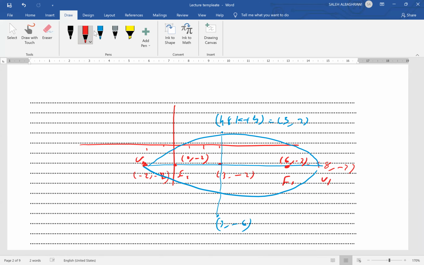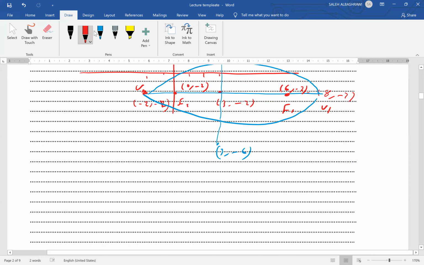Let's take the second example, number 12. The number 12, we have (x plus 3) to the power 2 divided by 9, plus (y plus 1) to the power 2 divided by 16, equal to 1.